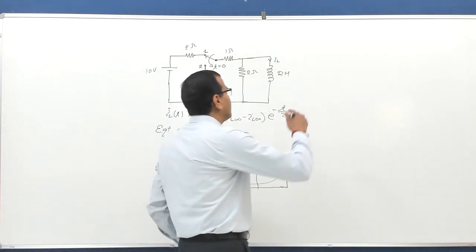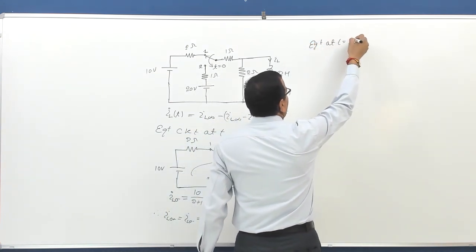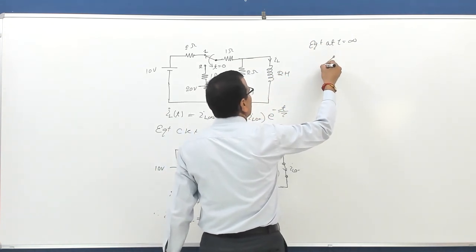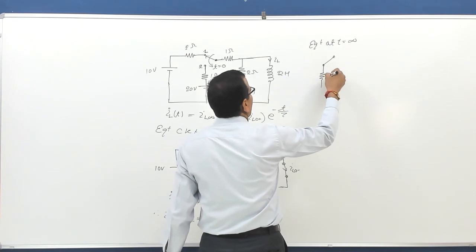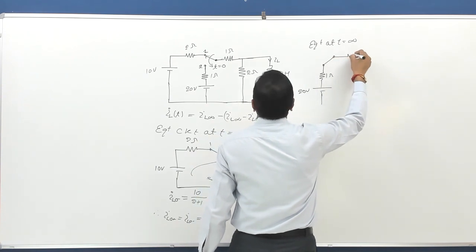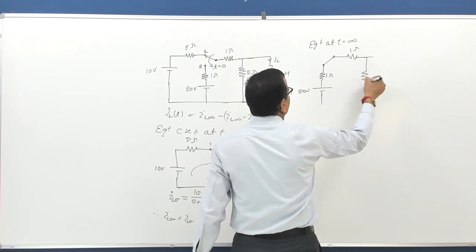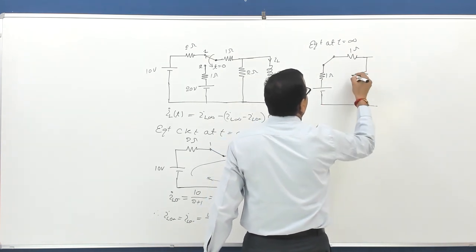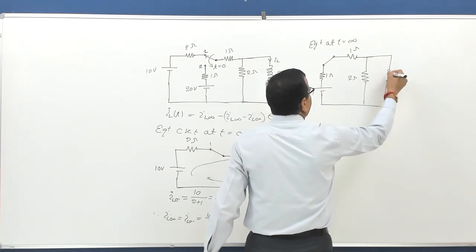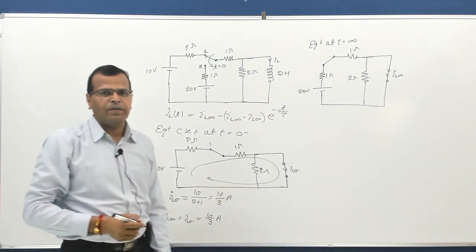So, the equivalent circuit for t equal to infinity will be like this. You have the switch at position 2, a resistance of 1 ohm, a voltage source of 20 volt, then a resistance of 1 ohm here, and again you can see this resistance of 2 ohms is bypassed by the inductor at t equal to infinity also. Now the current through the inductor is IL infinity.